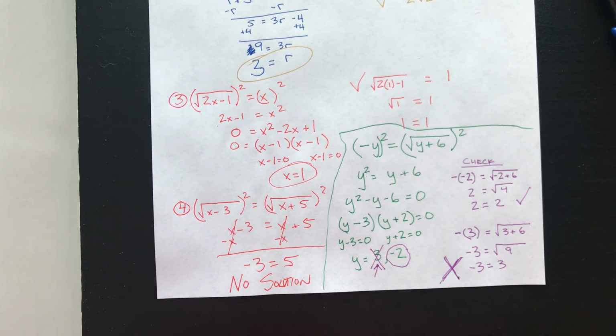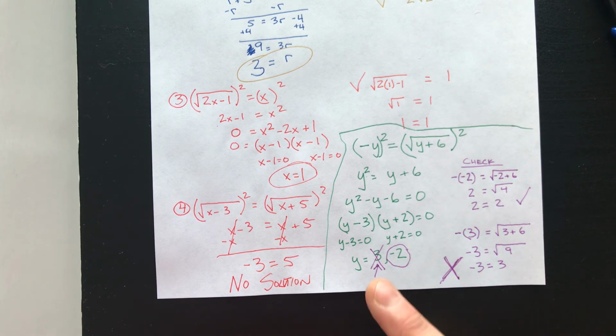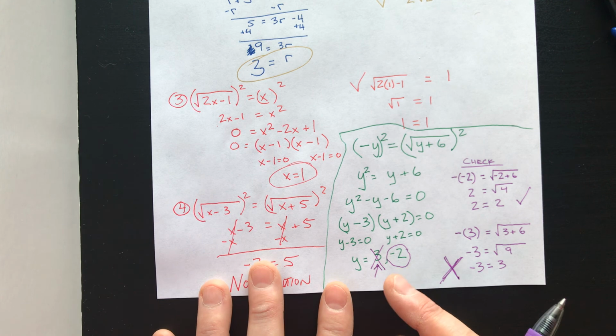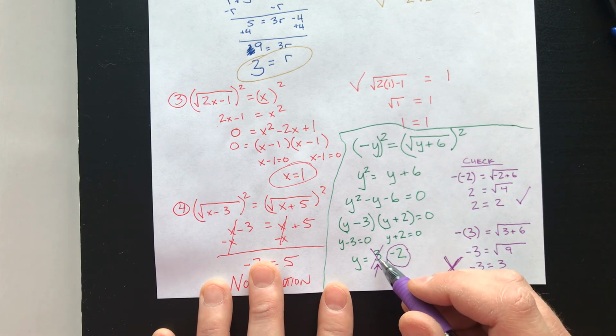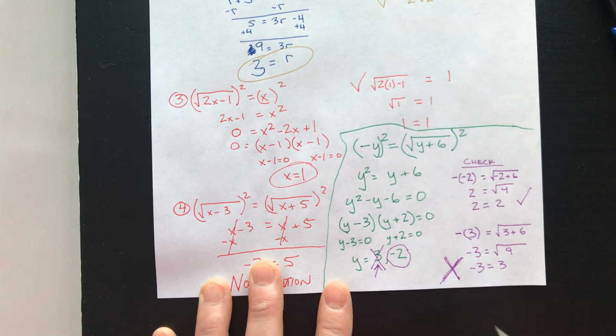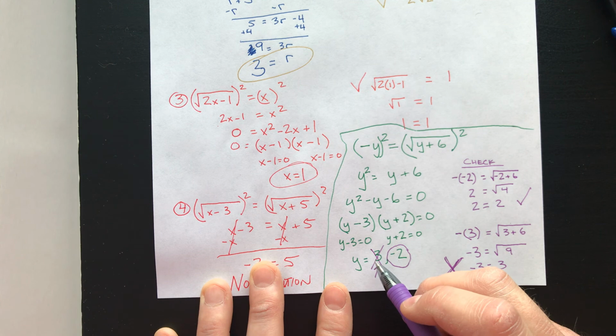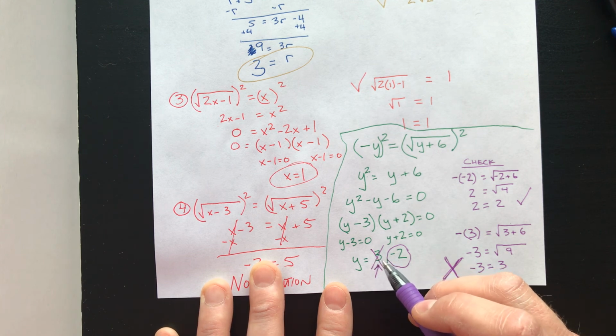So on a quiz or a test or anything, if that happens, if it's a multiple choice test, the test is going to say, oh, your solutions are 3 and negative 2. In all actuality, your solution is negative 2, and then you have an extraneous solution of 3. So the 3 doesn't really work. That's what that means, okay?